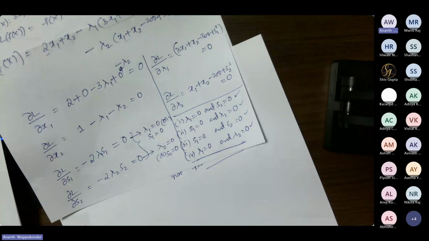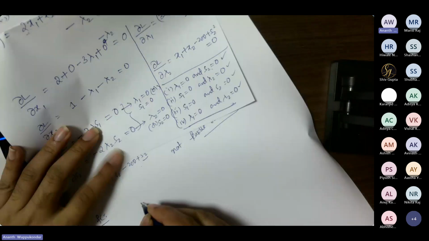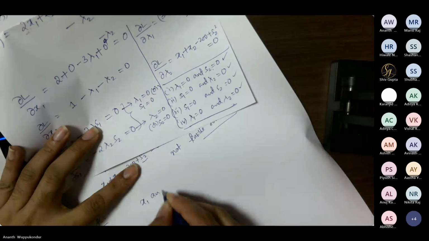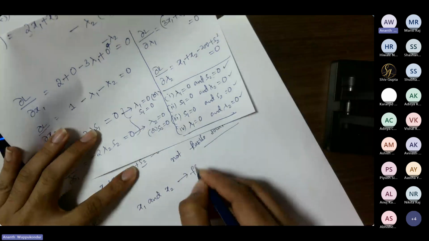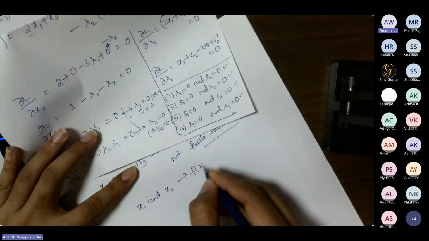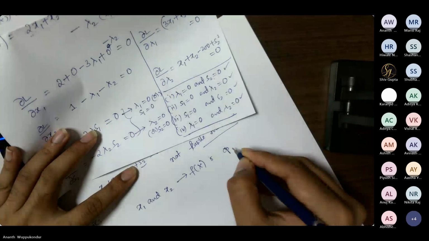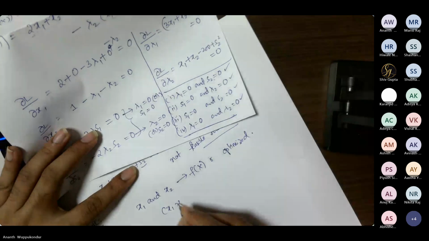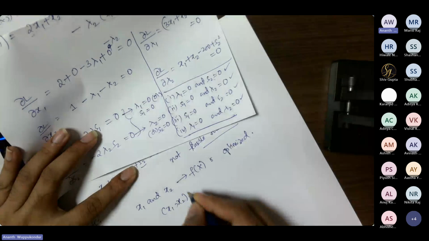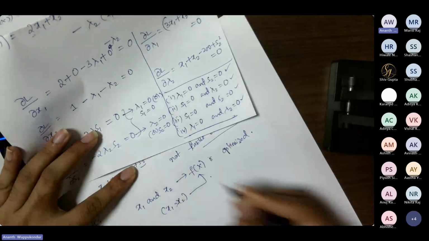So this is how you are going to optimize a given function and find out at what locations of x1 and x2 the function f of x is optimized. So you would get the coordinates for x1 and x2 such that f of x is optimized.